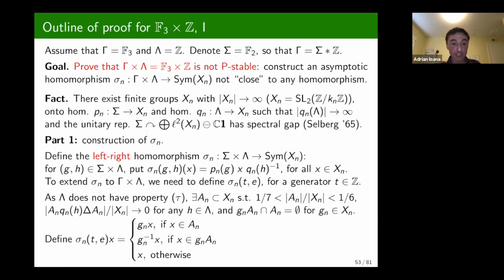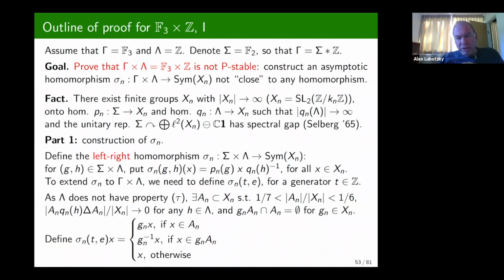Okay, so then how do we define sigma n of t and identity? Well, you should really think of t, which is part of gamma, as acting on the left. So sigma n of t and identity acts as multiplication by gn on An, multiplication by gn inverse on gn times An, and identity otherwise. But what you should bear in mind here is that in each part of the definition, I'm using left multiplication with an element of Xn. This will asymptotically commute with right multiplication by lambda n because, of course, left multiplication always commutes with right multiplication, plus An is a set that's invariant by right multiplication with lambda.